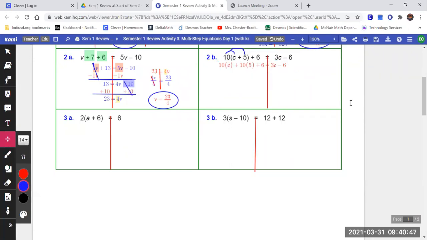So let's go do our math. Whenever we see a letter next to a number, we just write them squished. So 10c. Now we have to do the math. The 10 times the 5. What do we get? Solve 10 times 5.